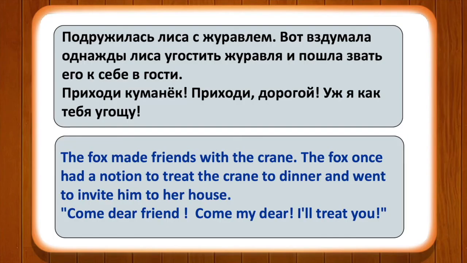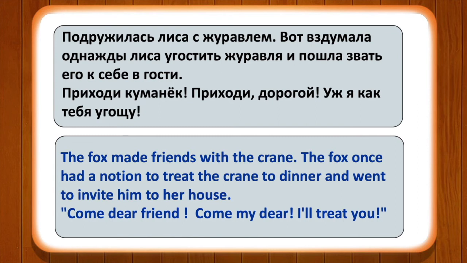So the first word you have is "подружилась". Подружилась, as we discussed earlier, means to make friends or to befriend somebody. Лиса с журавлем. So лиса is fox and журавлем is in the instrumental case. That means fox with crane. Журавль is crane. Вот вздумала однажды лиса угостить журавля и пошла звать его к себе в гости. Вот means here. Вздумала means to think over or to have a notion. Однажды is like once, or once upon a time.